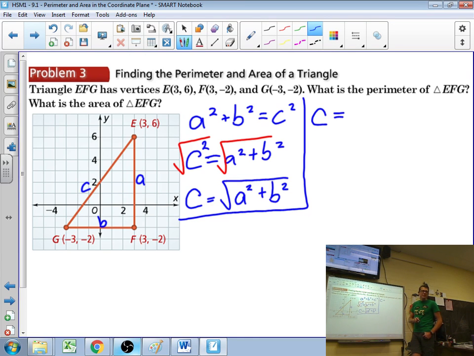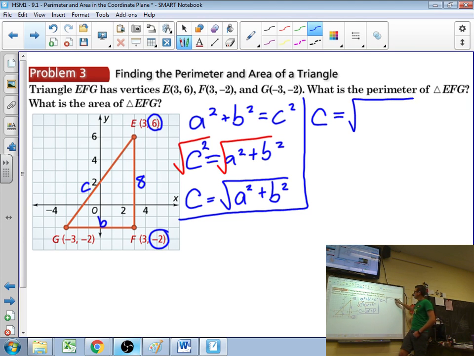So first off, I need to figure out my A and my B, which is easier because those are either a vertical or a horizontal. To find my vertical length, we look at our Y values. So 6 to -2. If I did 6 minus -2, it would actually add and tell me that this is 8. So I'm going to go ahead and fill that in for A.